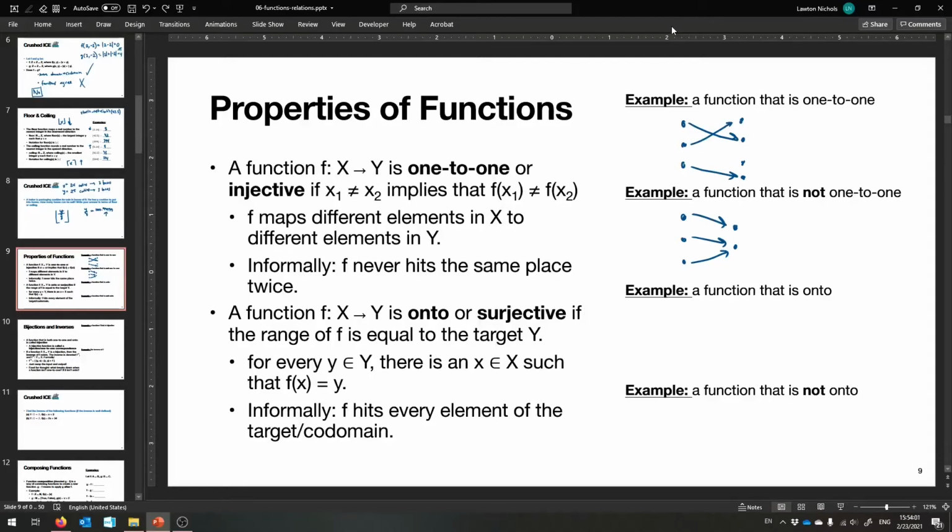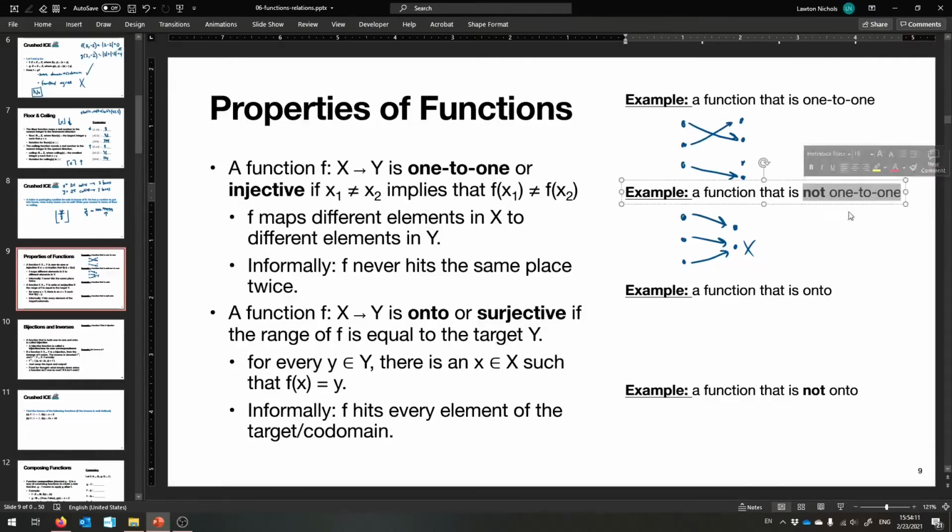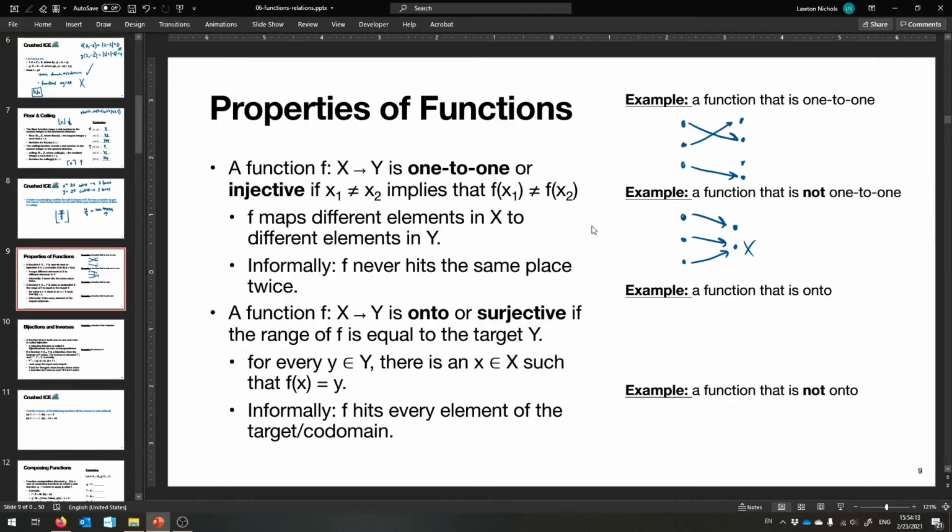Okay, so this is not one-to-one because both of these are being mapped to right here, and we don't like that. Okay, so this is bad. We don't like that at all. So that is why it is not one-to-one. It is hitting the same place. X1 is unequal to X2, so let's pretend this is A, B, and C. So yeah, B is unequal to C, but f of B is equal.